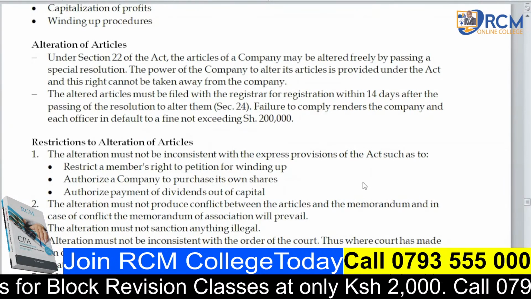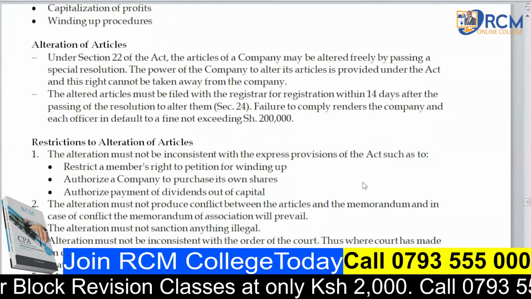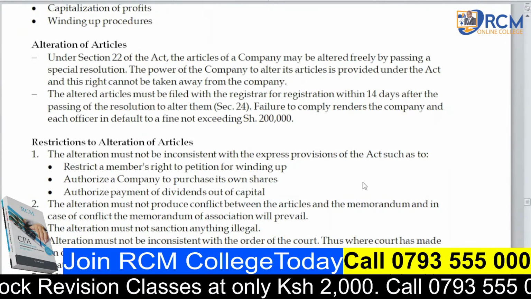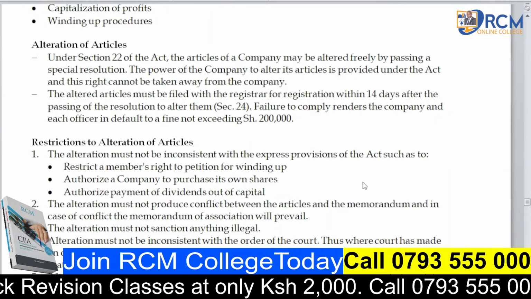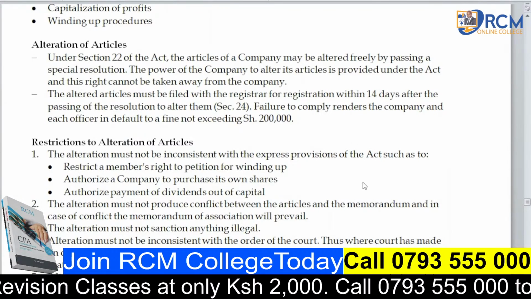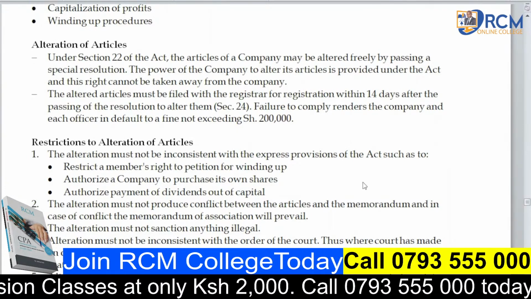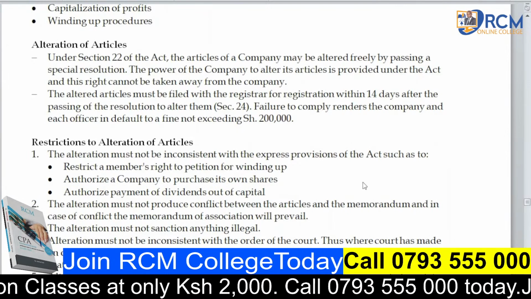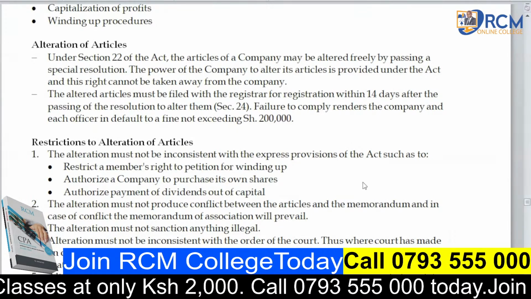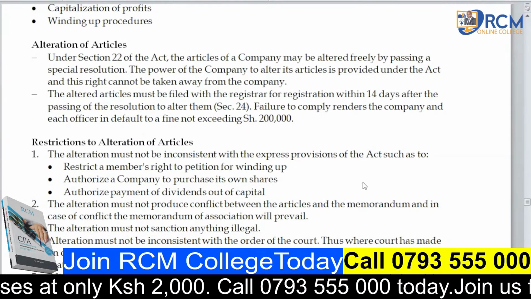Number two, alteration must not produce conflict between the articles and the memorandum of association. If that happens, the memorandum will prevail. What should you get from that? The memorandum is superior to the articles of association, because anything inconsistent with what is in the memorandum will be overridden. So any alteration should be consistent with what is contained in the memorandum of association.